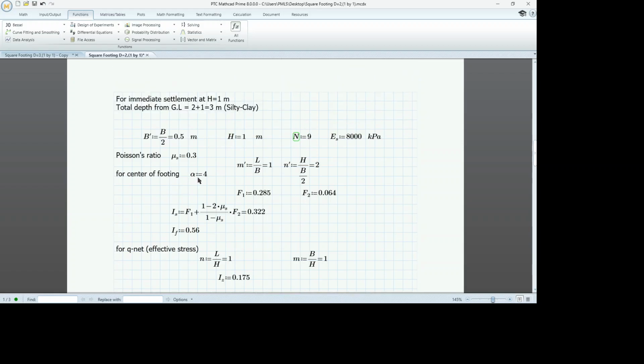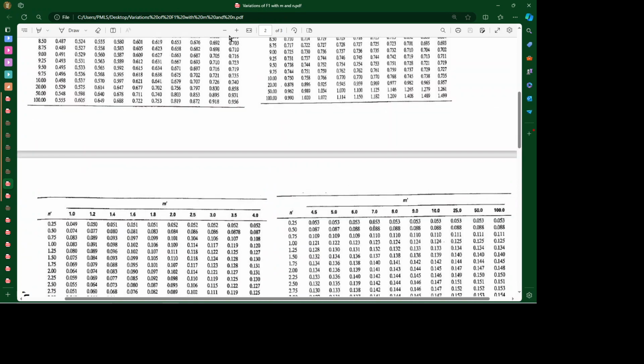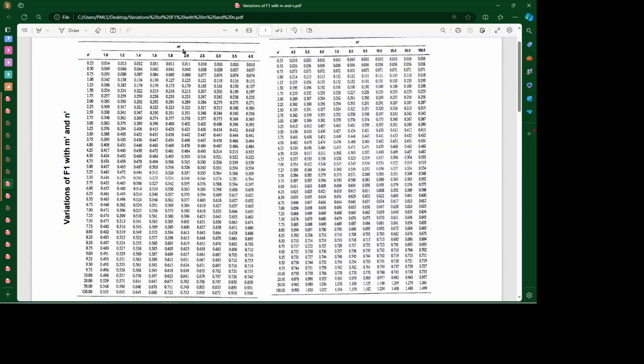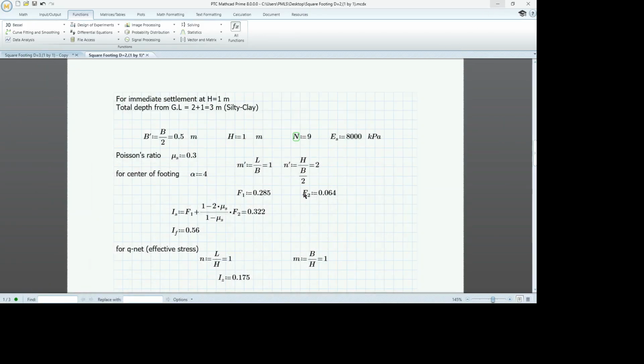For the center of the footing, alpha is equal to 4. M prime and N prime are calculated from this formula to find out F1 and F2. F1 and F2 are the parameters used in the calculation of the settlement. This is the M prime, this is the N prime. Find out the F1; M prime, N prime correspondence gives the F1. Same for the M prime, N prime correspondence gives us the F2. F1, F2 were selected from that, and then based on these and the Poisson ratio, IS is calculated.